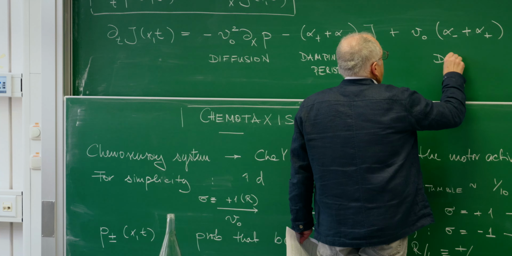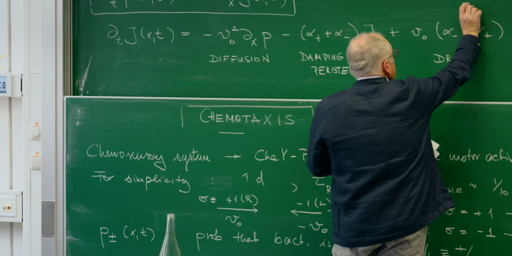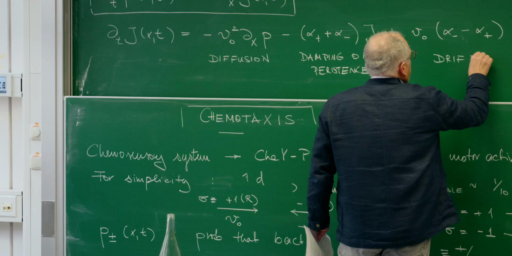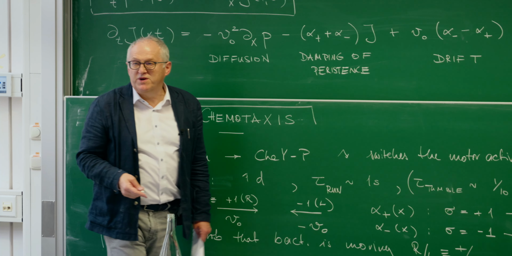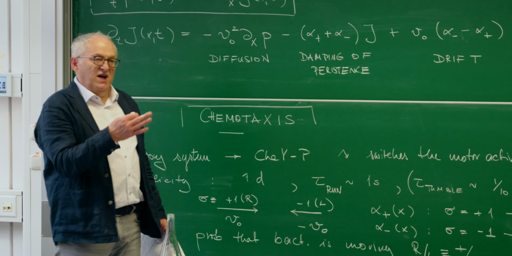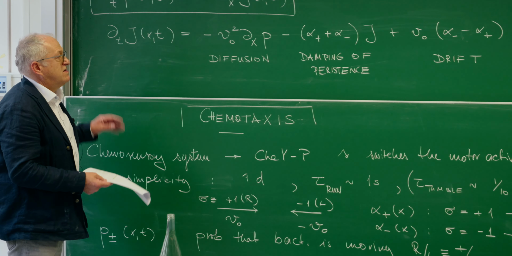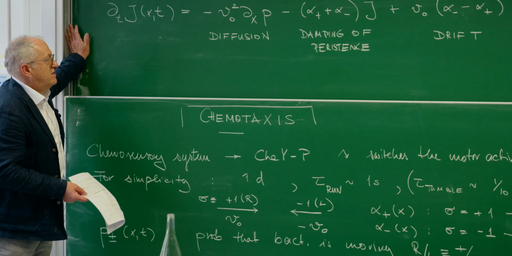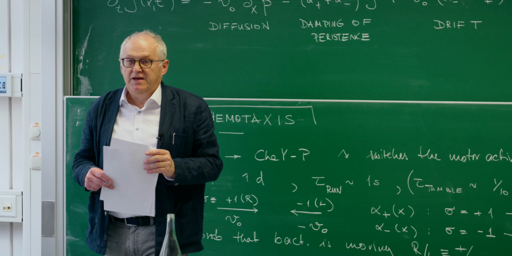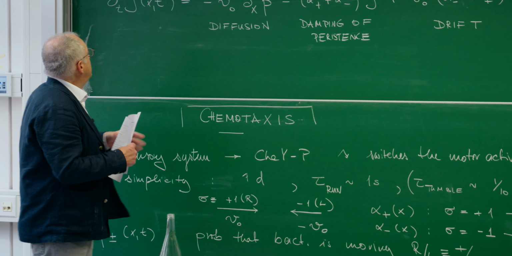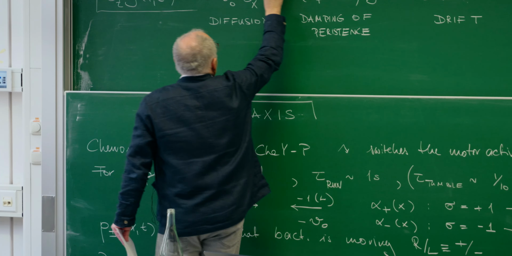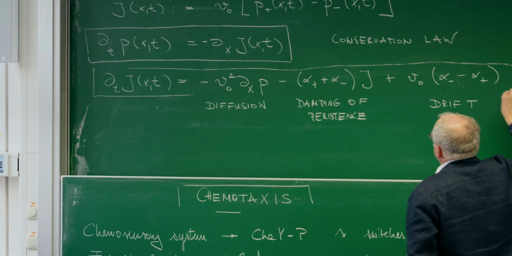Well, and this one is clear. This is just a drift. Sorry, I did something wrong here. There should be a minus. This is the drift term because of the asymmetry in the forward and the backward motion. So if they are the same, there's no drift. But if alpha minus is distinct from alpha plus, you will get a drift term. So you have diffusion, damping of persistence, and drift. In general, you would need to solve these 2 equations together. Okay.